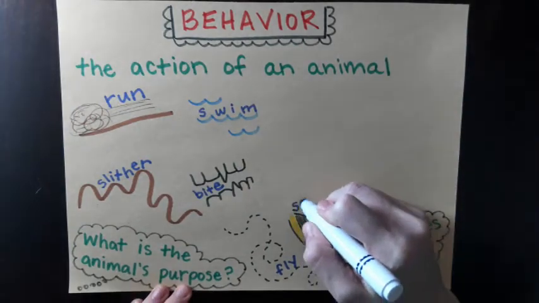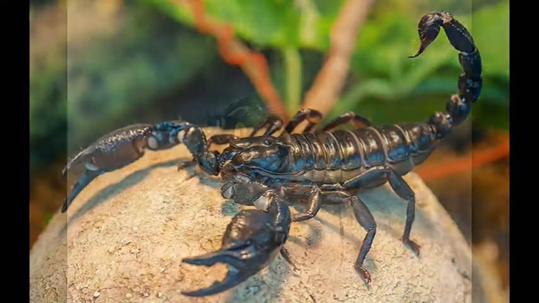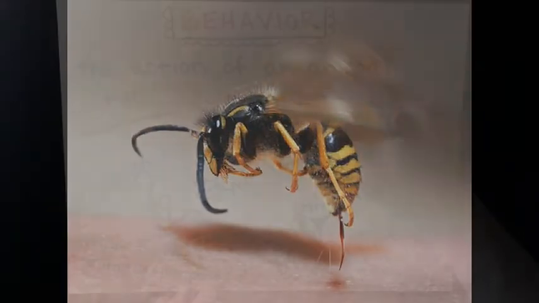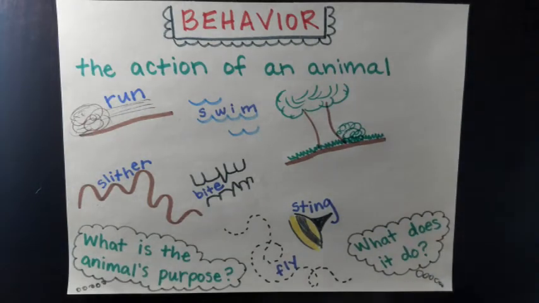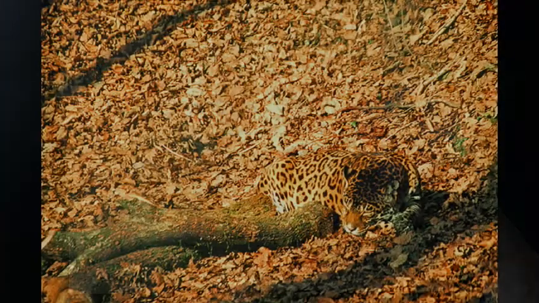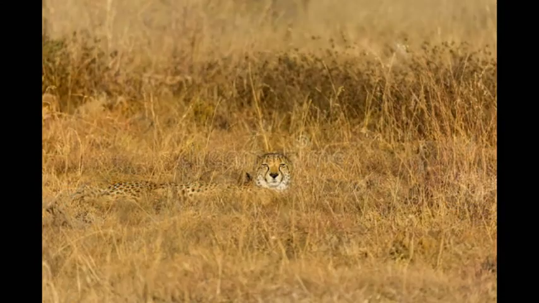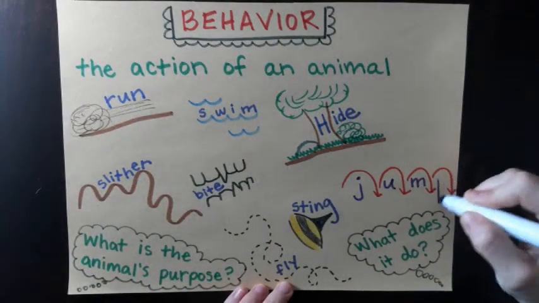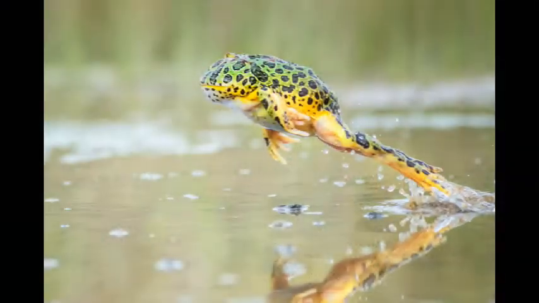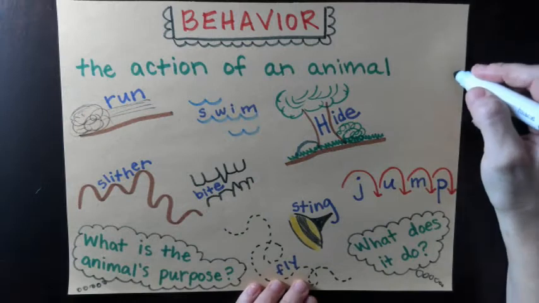Bees and other types of insects have a stinger, and they might use that stinger to attack if they're feeling threatened in their environment. Cheetahs and other types of animals that hunt might hide for an hour or so, waiting for the next prey to come along. A frog might have to jump from lily pad to lily pad to escape being eaten by a bird or a reptile.